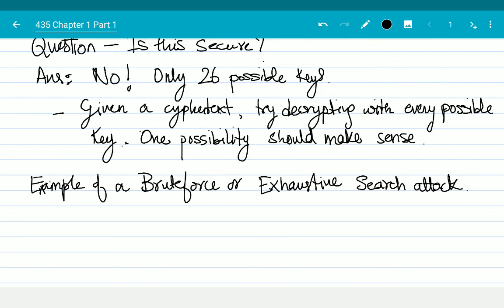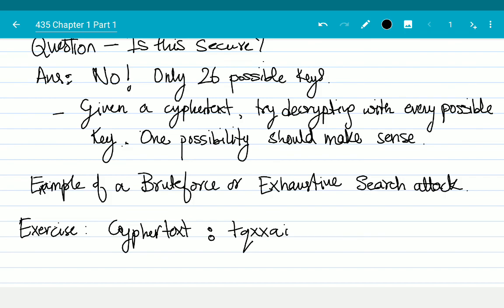And so let me give you some exercise. I'm going to give you a ciphertext: TQXXA IA DXP. Try to decrypt this ciphertext and tell me how long it takes you.